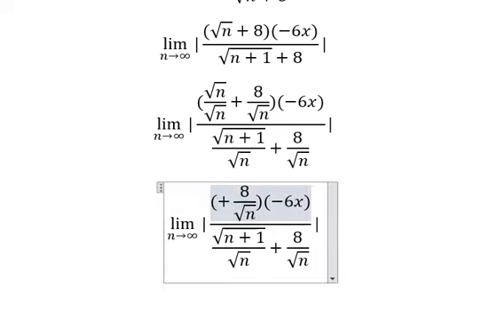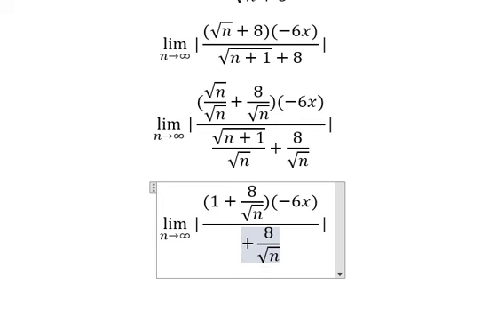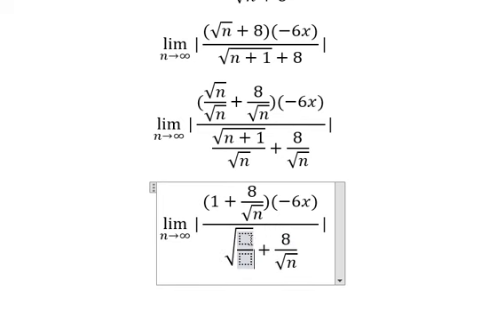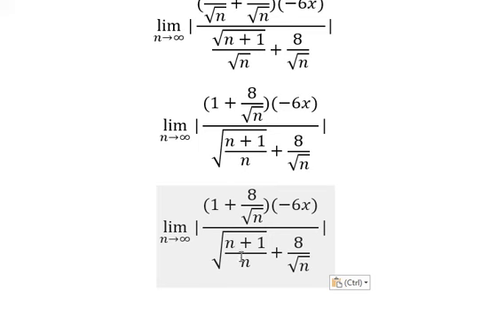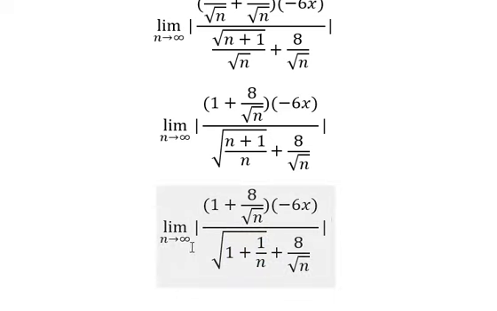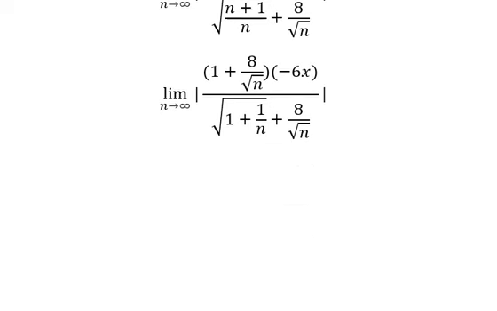So this one you get 1. The square root of n goes inside in here and we will get the square root of n plus 1 over n. n divided by n, 1 divided by n. So you get 1 plus 1 over n. So when n goes to positive infinity, this one goes to 0. So we will get negative 6x.